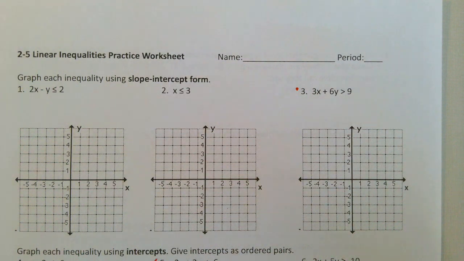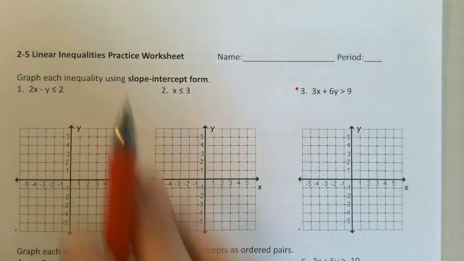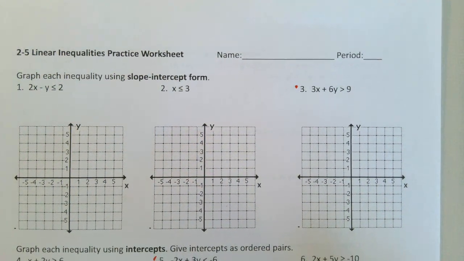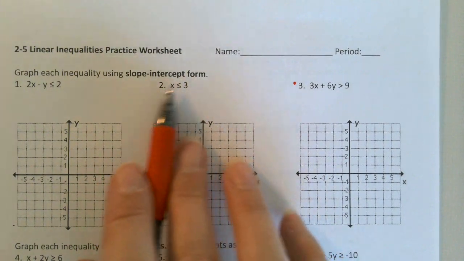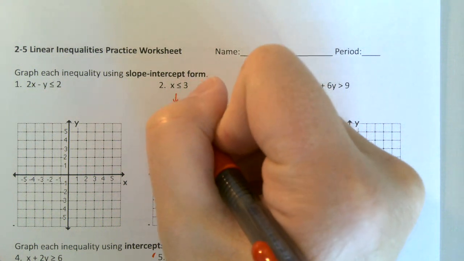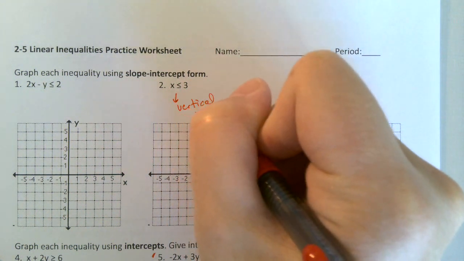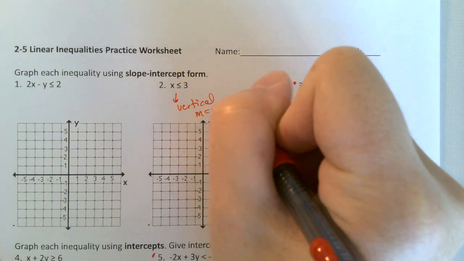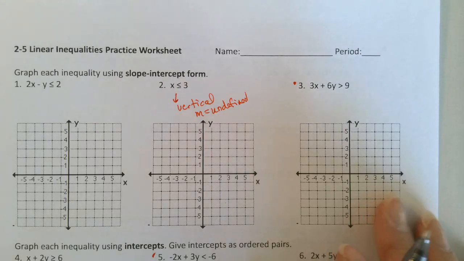All right, we're going to go ahead and do a little review of the 2-5 linear inequalities. We have a practice worksheet we're looking at. No one asked about 2, but wouldn't this be that vertical line with an undefined slope, guys? Okay, so I'm going to remind you that it's a vertical line and the slope is undefined. The more you write that down, the more you think about it, the better it is. Don't forget that you need to shade these dashed and solid lines.